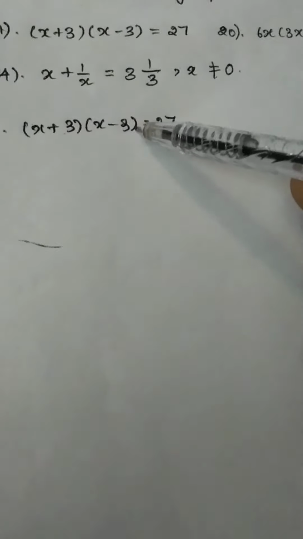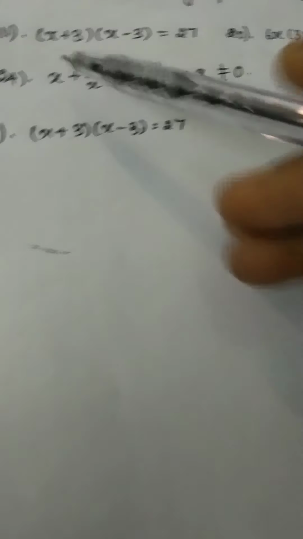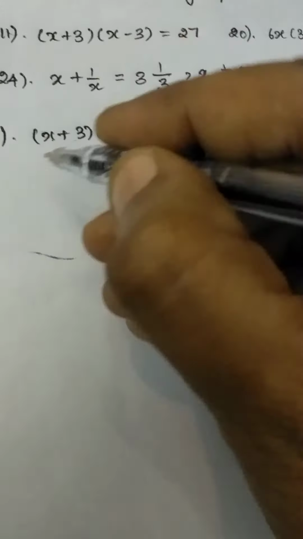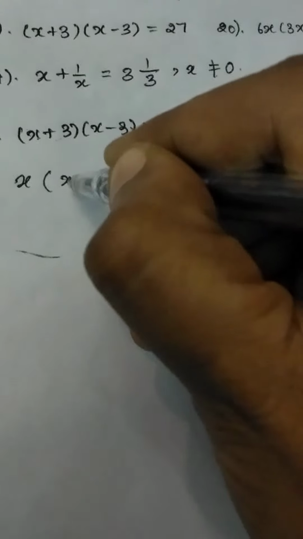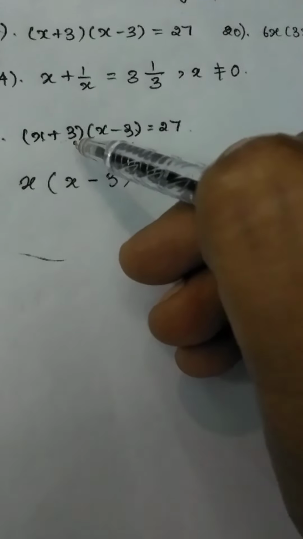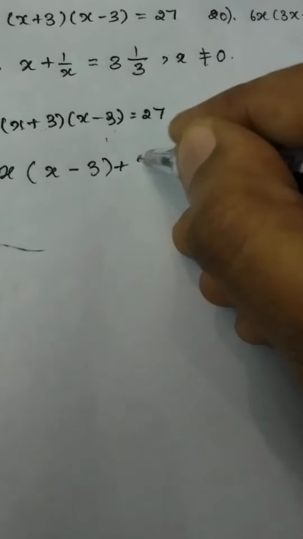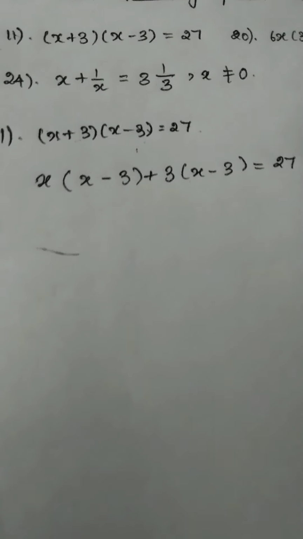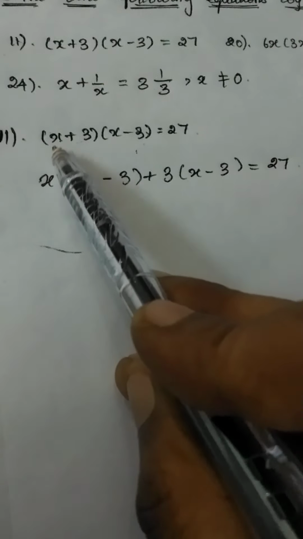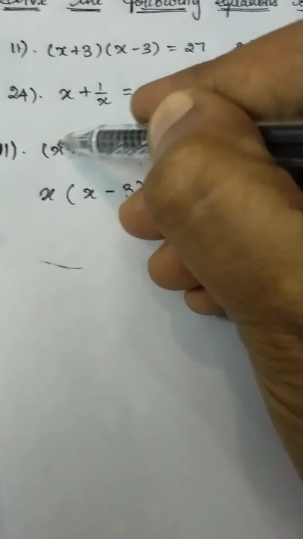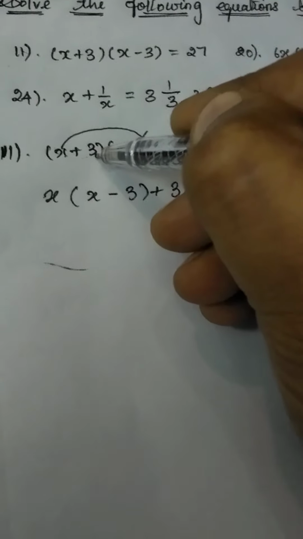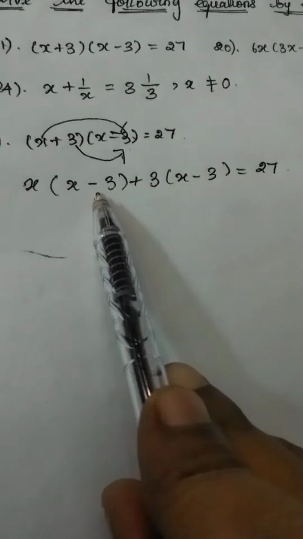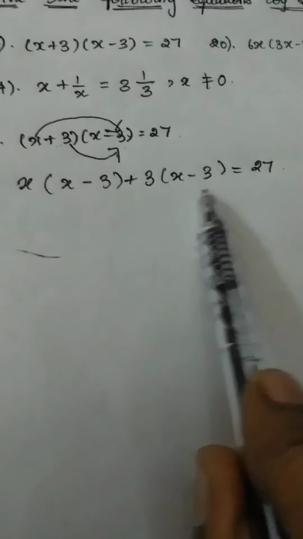So here I can do the algebraic product. How to do it? We want to multiply the first number into this one, and the second number into this one. So x into x minus 3. What is the second number here? Plus 3. So plus 3 into x minus 3 is equal to 27. After you have multiplied, remember, x into the whole term and then the second number into the whole term. So first you have to write like this: x into x minus 3 plus 3 into x minus 3.